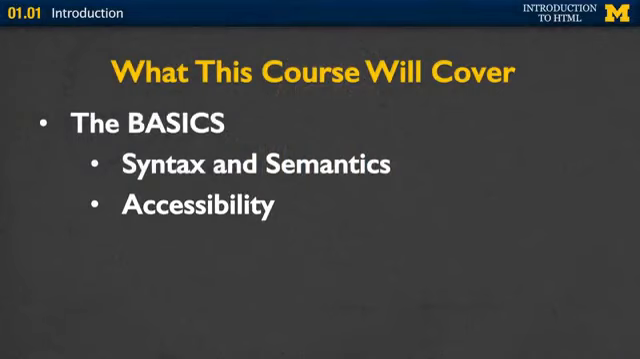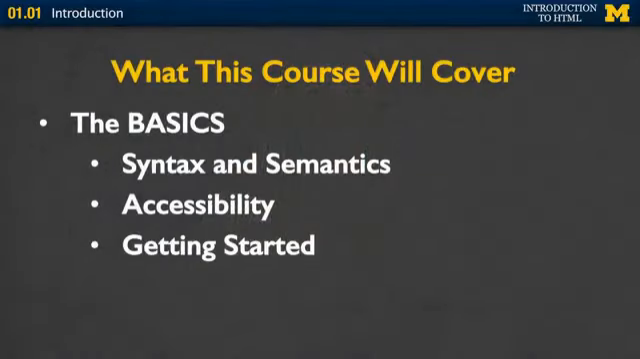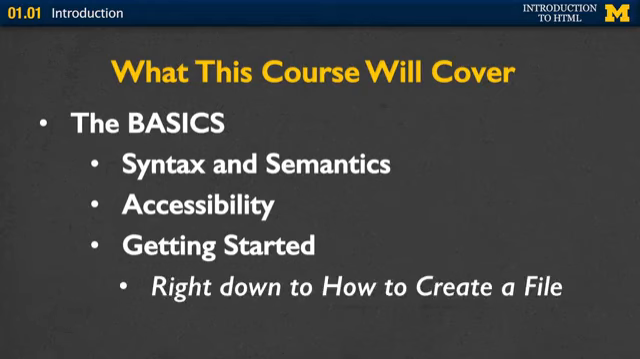After we cover the syntax and semantics, we're going to talk more about this accessibility idea that I just alluded to. This idea that if we're going to build a web page, what do we need to do to make sure the most people possible can access the information? We're also going to be talking about getting started in technology and writing code. And when I say talking about getting started, I mean really talking about getting started. Right down to you and I walking through together how we're going to create a file.